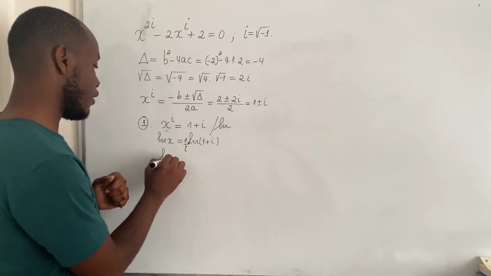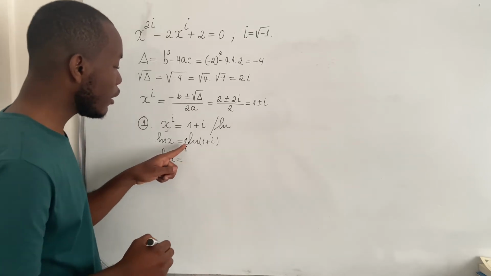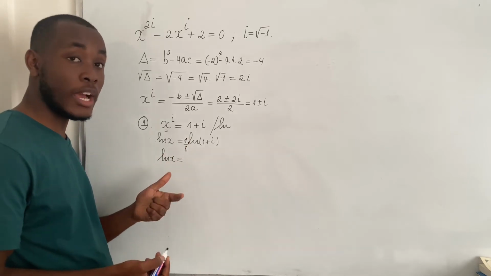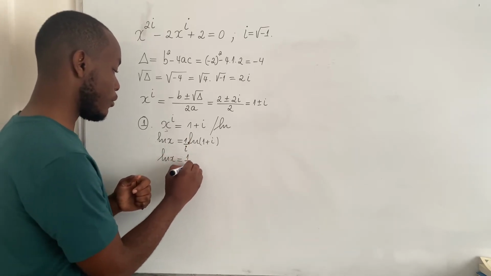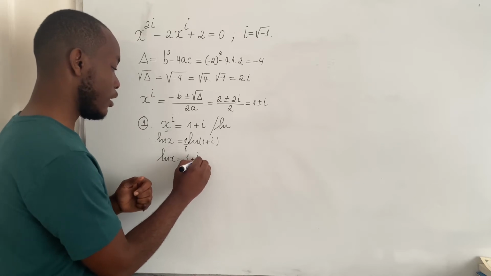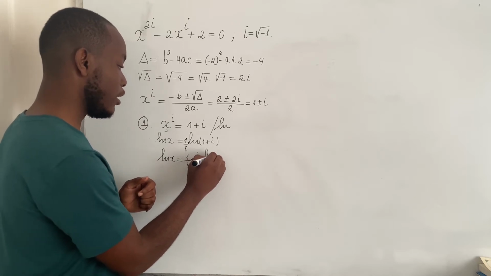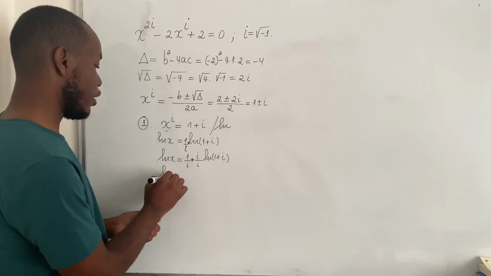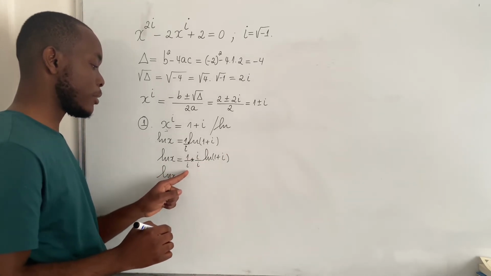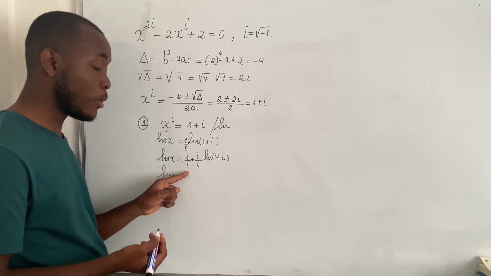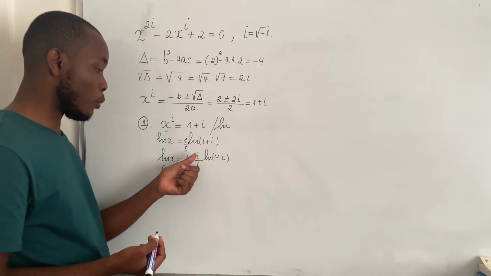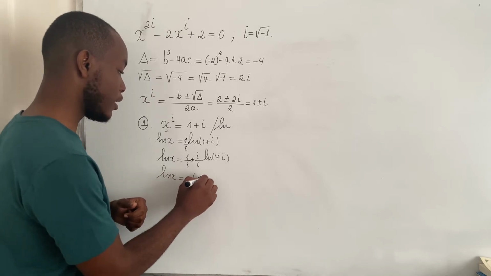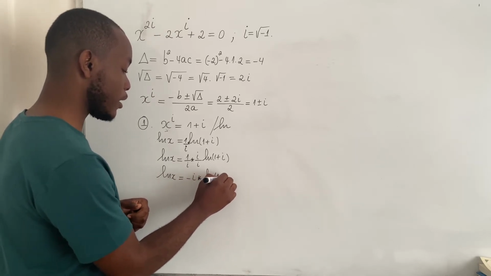So we can have ln of x equal to 1 over i times ln of 1 plus i. We can multiply the numerator and the denominator by i, so we're going to have i over i times i, ln of 1 plus i. Now ln of x is equal to i times i, which is i squared, which is negative 1. Negative 1, i divided by negative 1 is minus i. So we're going to have minus i times ln of 1 plus i.